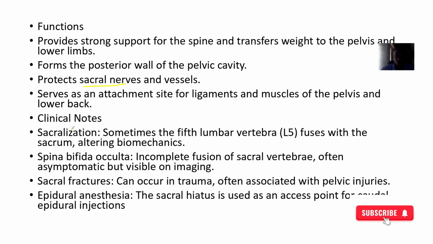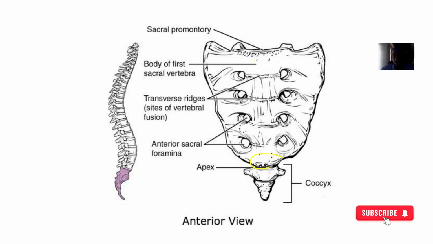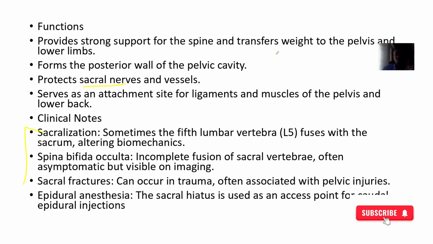Clinical notes: it could be affected by sacralization, where the lumbar vertebra on top here, instead of being flexible at the lumbosacral junction, has a fusion there. So there's a kind of stiffness there. Only the sacral bones are allowed to fuse. The lumbar bones are not allowed to fuse with the sacral bones. You could also have issues of spina bifida occulta occurring there. You can also have sacral fractures happening there.